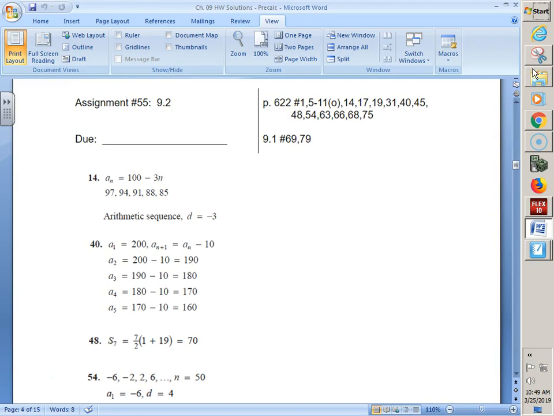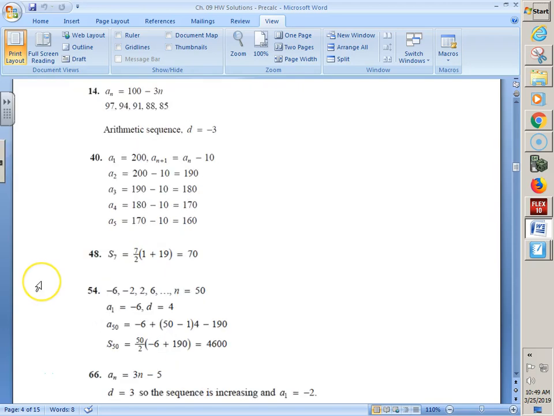Section 9.2, number 14. I think you were just finding the first 5 terms. Yeah? Common difference was -3 because it was going down 3. Number 40, first 5 terms, 200, 190, 180, 170, 160. Easy peasy. Number 48, from what we did at the beginning of class, how would you read this? What does this mean? It's the sum of the 7 terms. And you should probably put in first 7 terms. There you go.